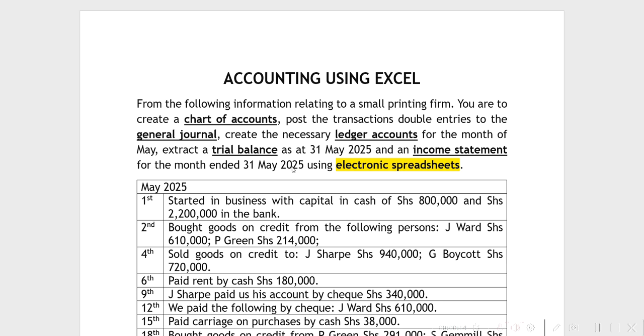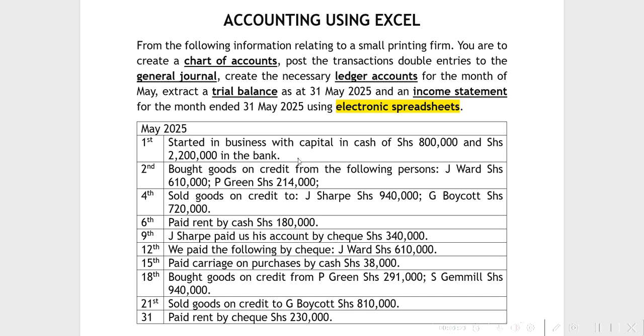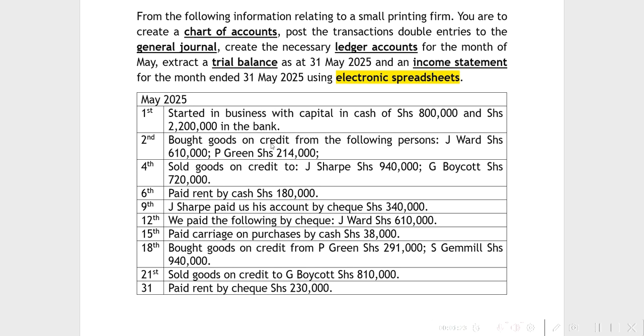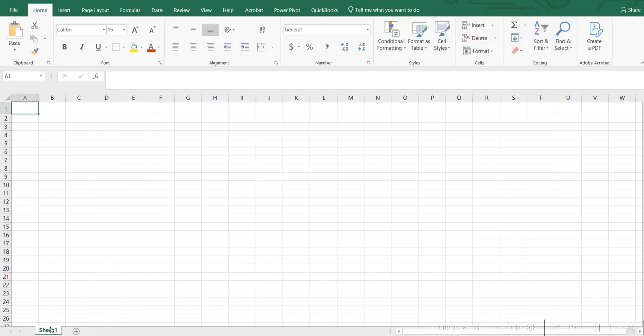Now, from the following information relating to a small printing firm, you are to create a chart of accounts, post the transactions, double entries to the general journal, create the necessary ledger accounts for the month of May, extract a trial balance as at 31st May 2025, and an income statement for the month ended 31st May 2025 using electronic spreadsheets. So this is the information which we have. These are the different transactions. We are going to start with a chart of accounts. So I'm going to show you how to create a chart of accounts.